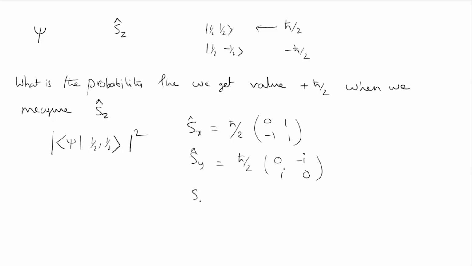The trace will be 0, no? So the last element will be 0. Sx, the last element will be 0. This is the matrix. Sx is like this, and the last element will be 0.